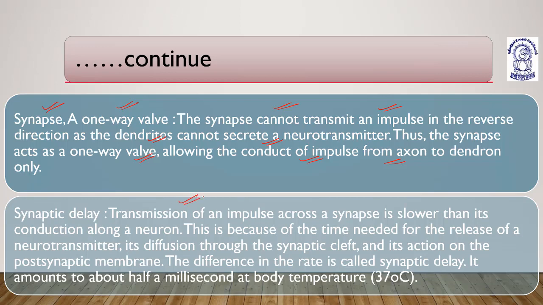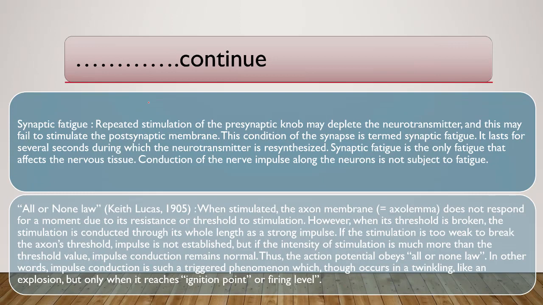Synaptic delay. The transmission of impulse across a synapse is slower than its conduction along a neuron. Very important. This is because of the time needed for the release of neurotransmitter, its diffusion through the synaptic cleft, and its action on the postsynaptic membrane. The difference in the rate is called synaptic delay, which is around half a millisecond at a body temperature of 37 degrees Celsius.